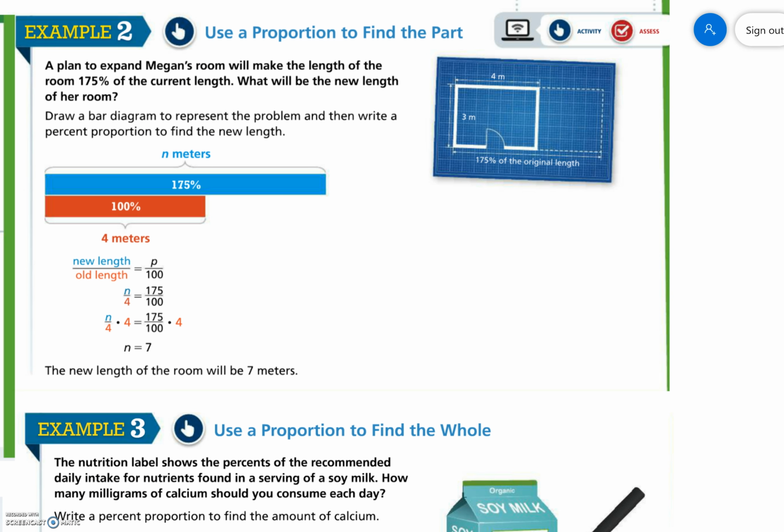Example number 2, use a proportion to find the part. A plan to expand Megan's room will make the length of the room 175% of the current length. I already see that, so I'm already going to put 175 over 100. 175%. Remember, per means to divide, cent means 100. What would be the new length of her room? So draw a bar diagram to represent the problem and then write a percent proportion to find the new length.